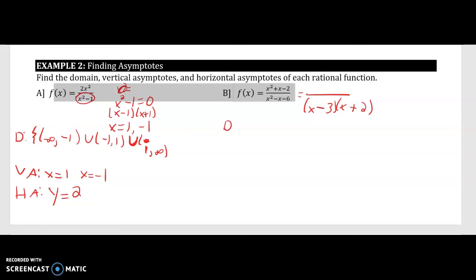So my domain is going to be negative infinity to negative 2, union, negative 2 to 3, union, 3 to infinity. And then we have our verticals that we're going to have to find. So before I do that, I do want to factor the top to see if I'm going to have any holes. So I factor the top, if it can be factored. If it can't be factored, then there's definitely no holes.